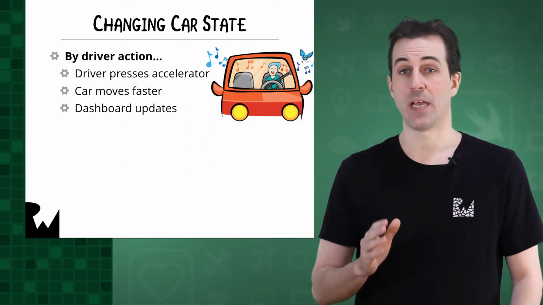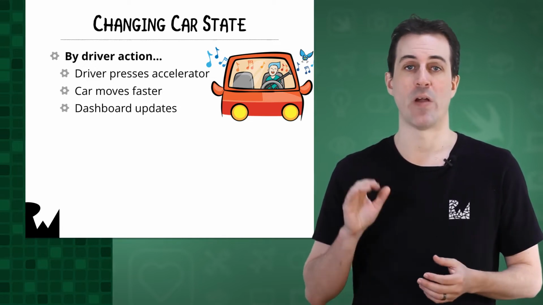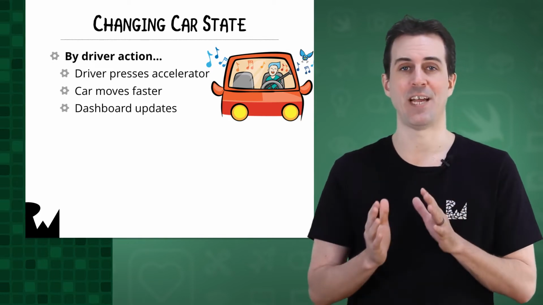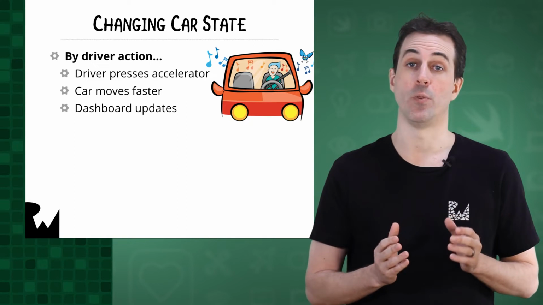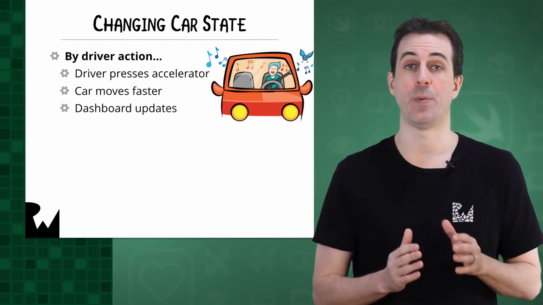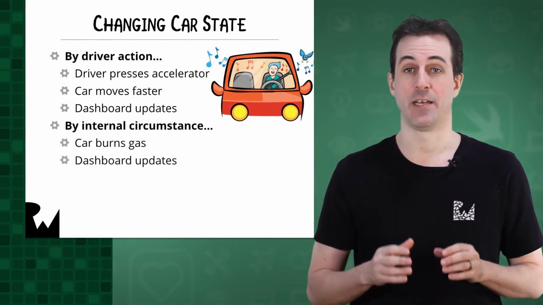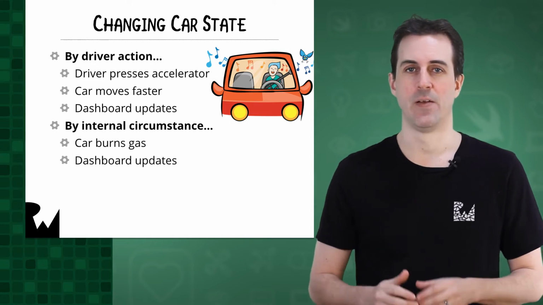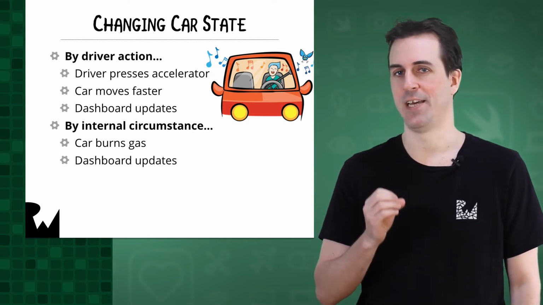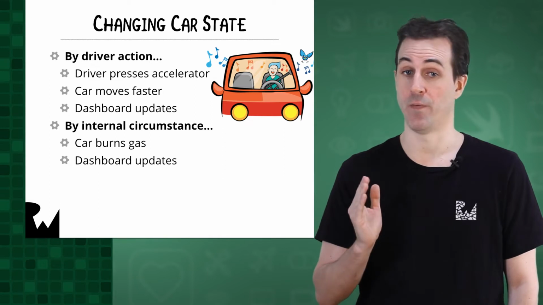To see what I mean, think about what happens when the driver changes the car's state. For example, the driver presses the accelerator and the car starts moving faster. The dashboard then updates to show the new speed. So the car's state is how fast the car is actually moving, and the dashboard is just helping the driver understand and visualize that fact. Internal circumstances can also change the car's state. For example, as you drive your car, the car burns gas. The car's state is how much gas is in the gas tank, and the dashboard hopefully updates the fuel indicator appropriately.